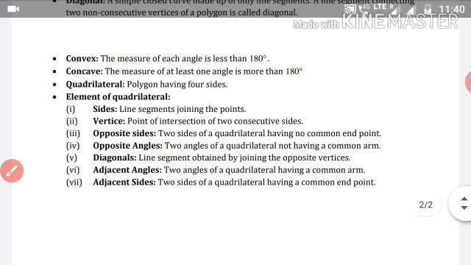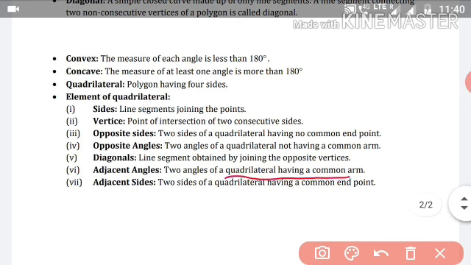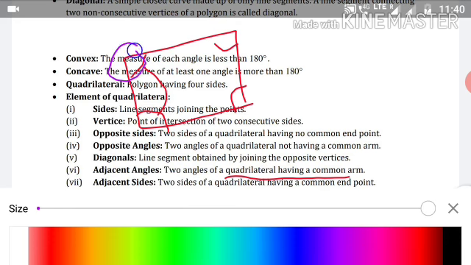Now adjacent angles. What are adjacent angles? Two angles of a quadrilateral having a common arm. So adjacent angles means, suppose this is one figure. Now which are adjacent angles? Now this is one angle, this is one. How many angles are there? Four angles, isn't it? Now which will be adjacent? Now these two are adjacent because for this angle, this side and this side, two arms join and it makes what? Vertex and angle.